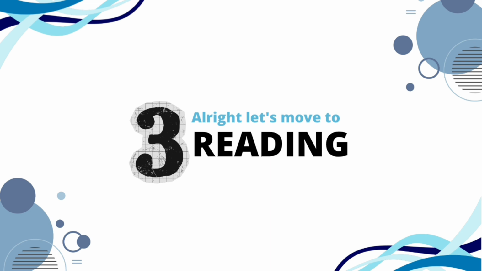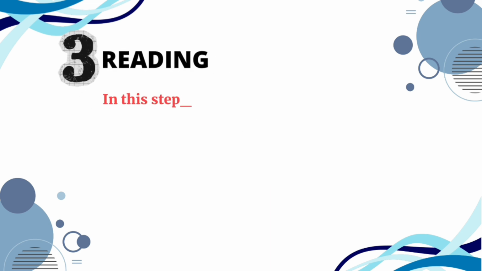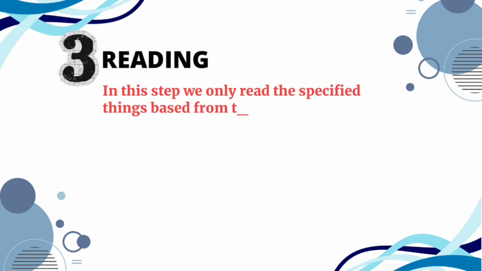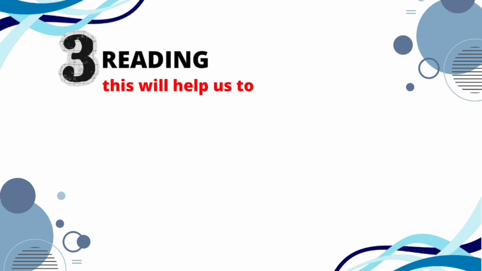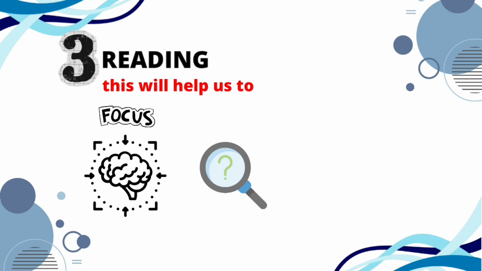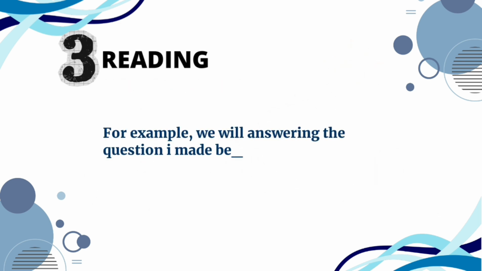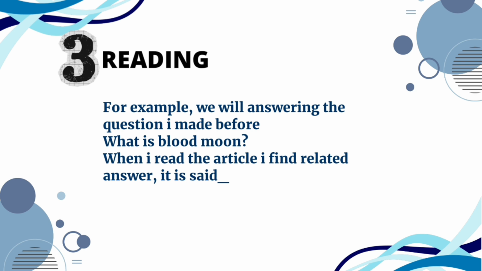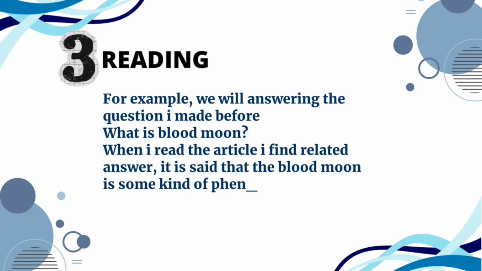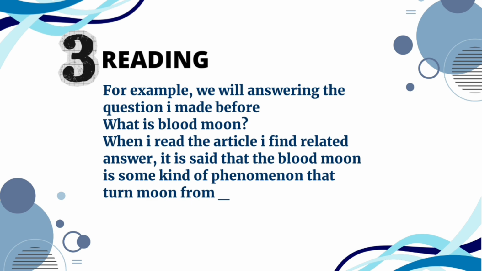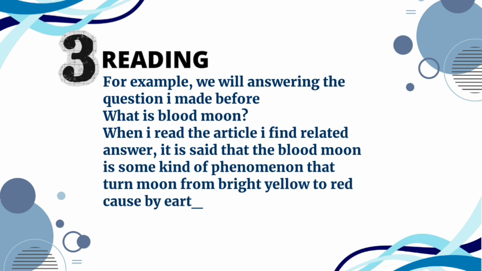Alright, let's move to reading. In this step, we only read the specified things based on the questions we made before. This will help us focus on finding the main ideas and the keywords. For example, we will answer the question I made before. What is a blood moon? When I read the article, I found the related answer. It is said that the blood moon is a phenomenon that turns the moon from bright yellow to red, caused by Earth's atmosphere. Now that we know this step, we will hop on to the next step.